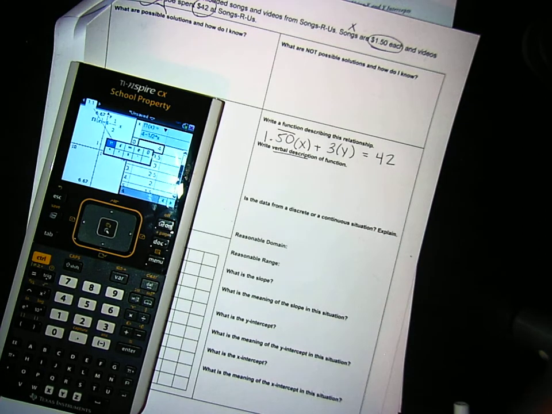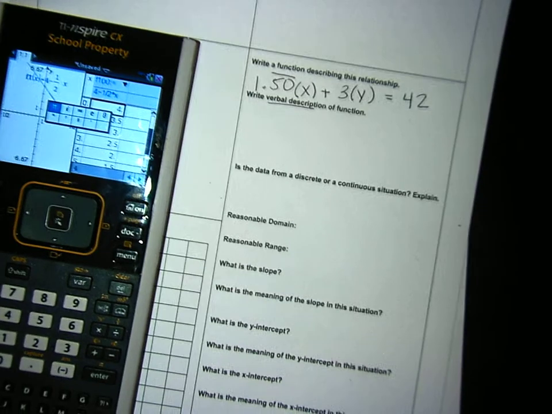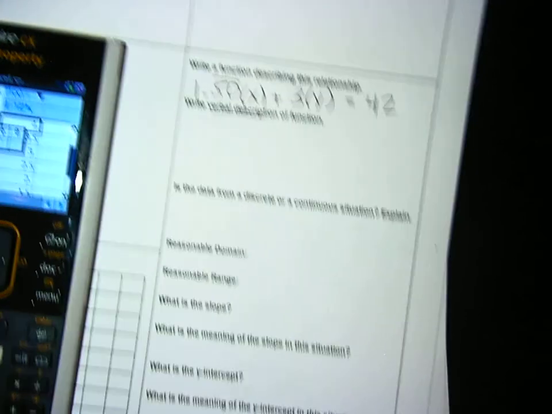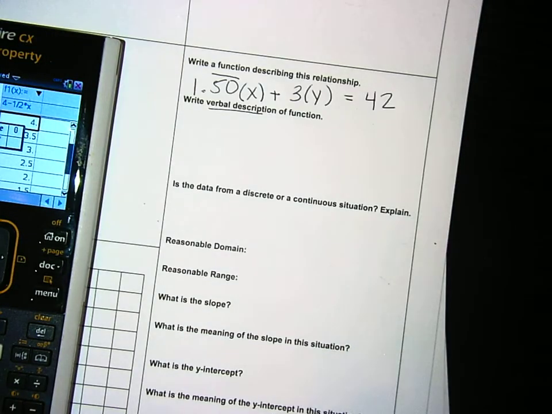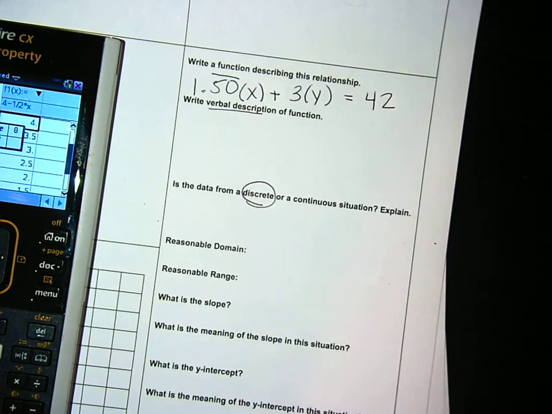Is the data discrete or continuous? Well, this is a great question. I know we can have 50 cents, that's half of $1. And I know that we can have samples of songs. But think about it. In this problem, we're purchasing the entire song. We're purchasing the entire video. We're not going to pay $1.50 for half of a song. So this problem is discrete.